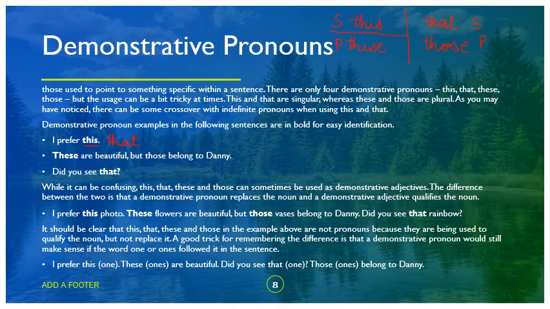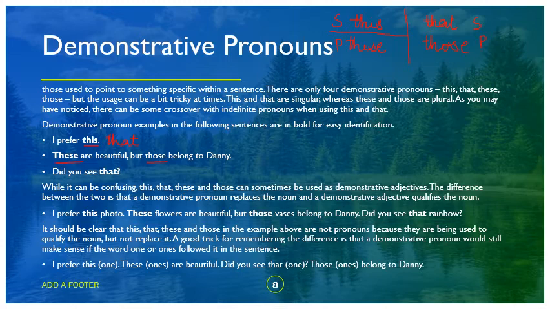So let's look at this one. These are beautiful, but those belong to Danny. It means that they are talking about the two different nouns here. These is number one and those number two. So these are beautiful, but those belong to Danny.